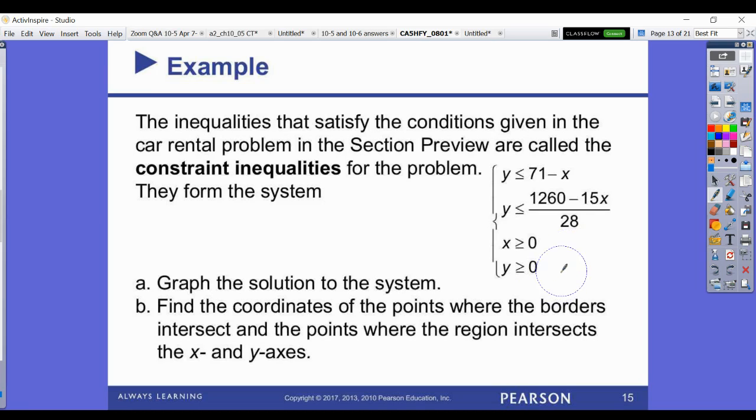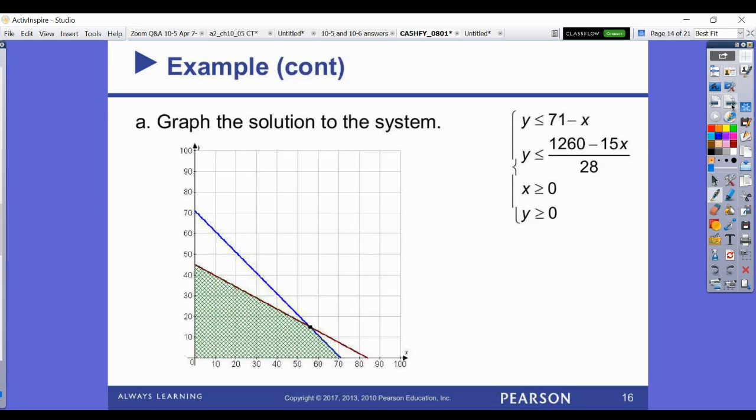So if we put all 4 of these on the same graph, we get this. When you shade, the money one was shaded below, and the quantity one was shaded below. So where they're double shaded makes this 4-sided quadrilateral here. That is our solution region.